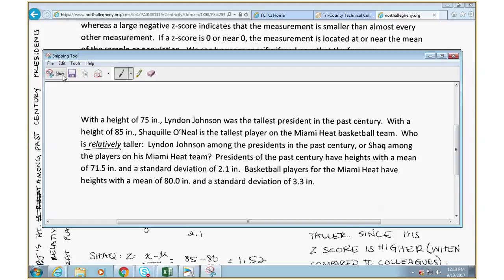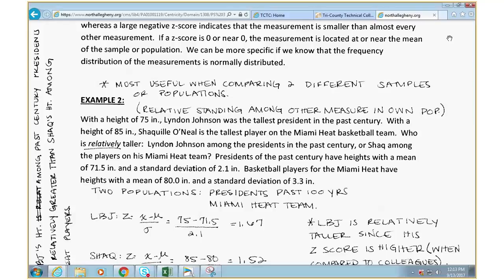LBJ, big fish in a little pond, but Shaq is a little fish in a big pond. So you can't say that, oh, well, Shaq is taller because he's a basketball player. You can't say that because you got two different populations. You're comparing apples to oranges. Whenever you're comparing apples to oranges, you got to use a z-score. Write that down. Whenever you're comparing apples to oranges, you've got to use a z-score.